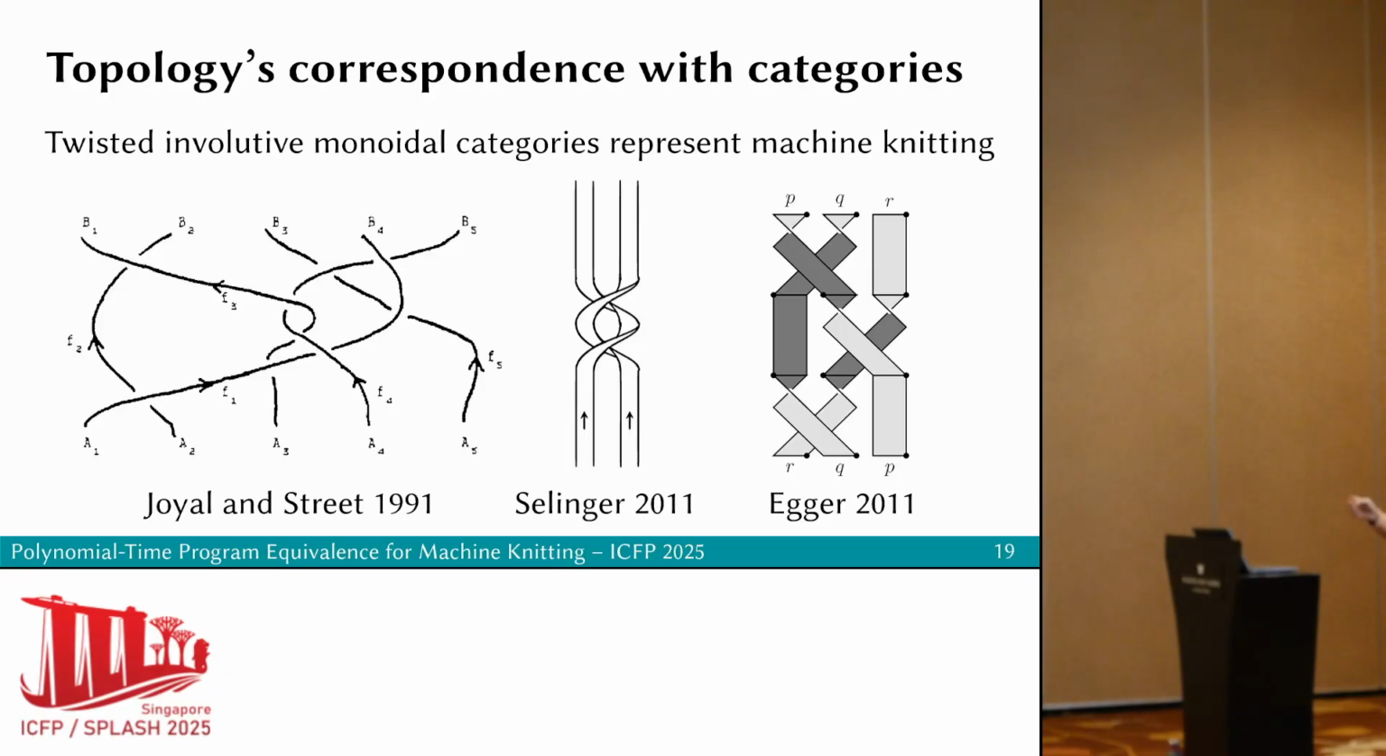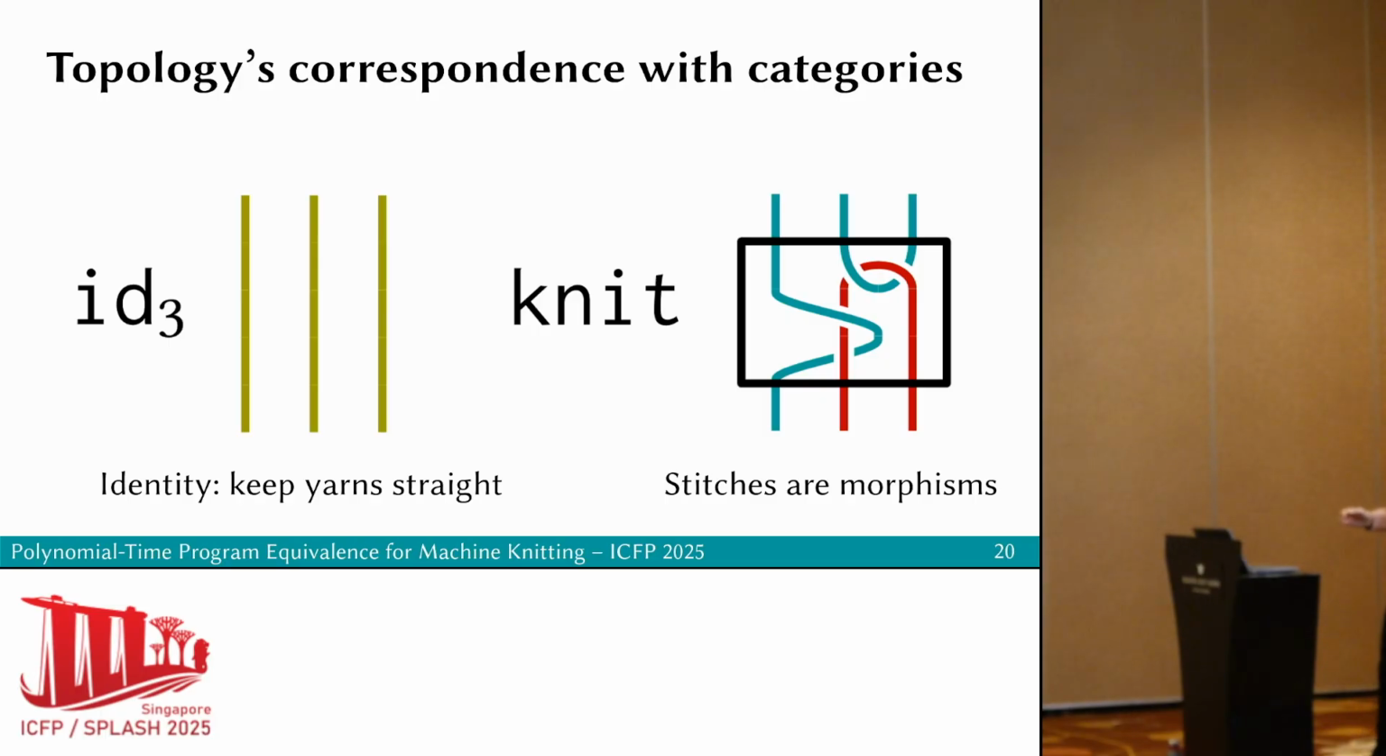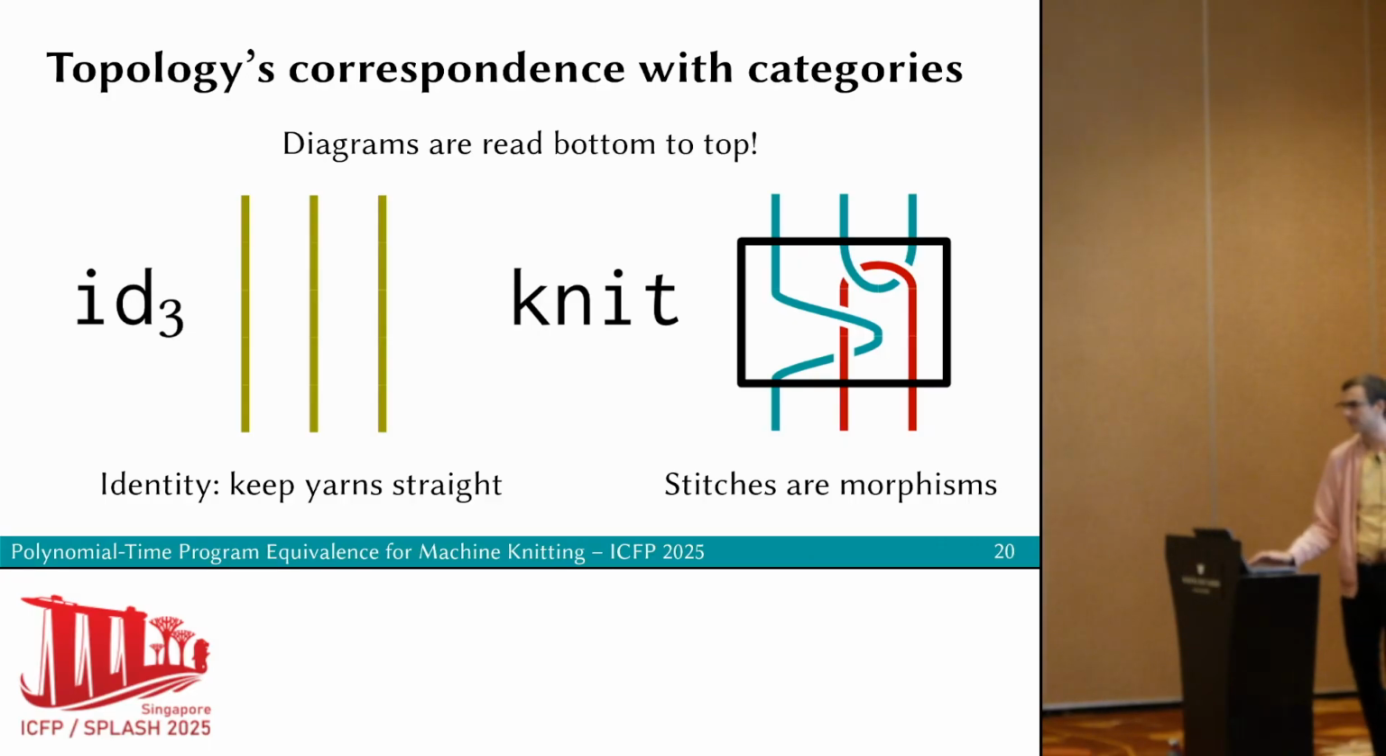These add some more 3D structure to braided monoidal categories. The objects of our monoidal category are these lists of yarns, where the list forms the monoidal structure. The identity morphism just keeps the yarn straight and unchanged. Stitches are represented by morphisms as they map one list of yarns to the other. And it's not critical for our presentation here, but our diagrams are read bottom to top because that's actually how knitting machines create the objects.